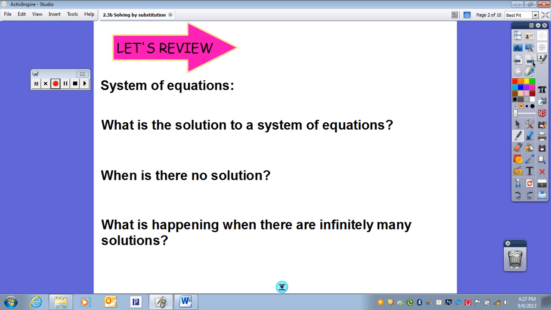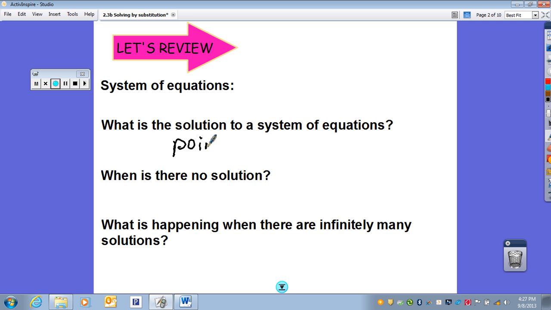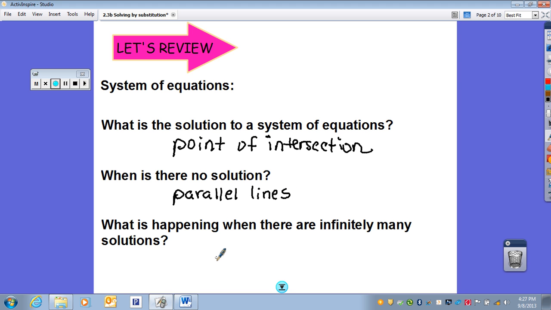What is the solution? The solution is the point of intersection when we are graphing. At that point of intersection, that is the point that will be true for both equations. What if there is no solution? Then we have parallel lines, and that means they have no points in common, they do not intersect, there would be no solution.